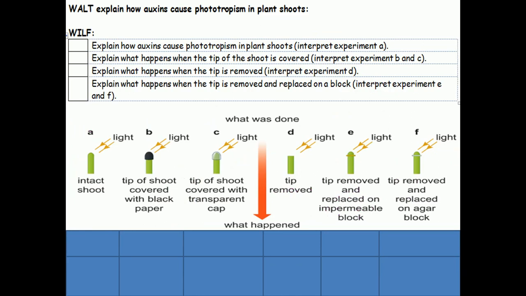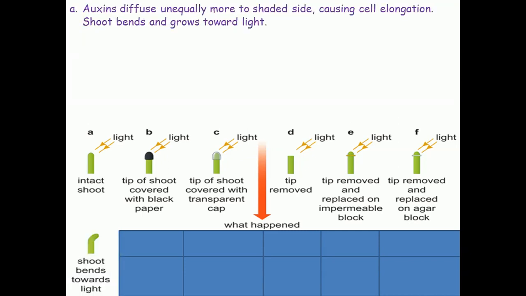In your exam, there are classic experiments involving auxin that you might have to describe and explain the results of. We already talked about A, where you have a shoot and light coming from a certain direction. The shoot bends towards the light. We know that because the auxins on the tips of the shoot diffuse unequally, more to the shaded side, causing cell elongation, and that means the shoot bends and grows towards the light. In B, the tip of the shoot is covered with black paper.